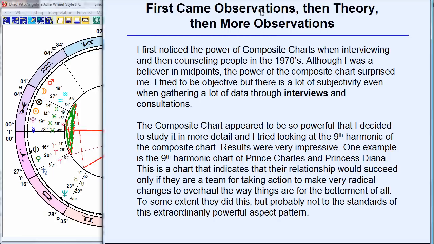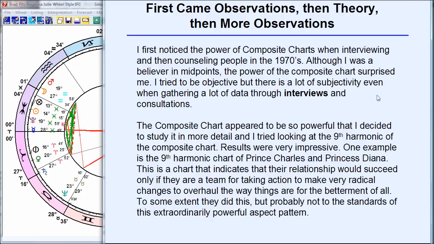So first I observed it. I couldn't believe it. It didn't make sense to me. Then came the theory. The theory being that I noticed that these aspects don't change, no matter how you spin the wheels. They're not relative. They're always there. Then I thought to myself, well, wow, these aspects are important. There seems to be a reason for it. I should look at these composite charts in more detail. And then I started doing things like looking at the 9th harmonic of the composite chart.